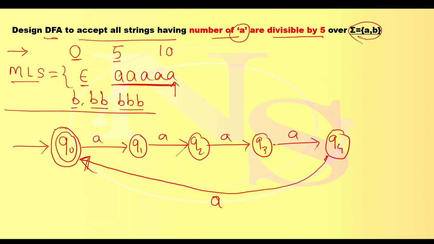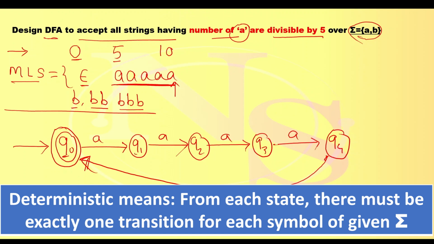Now this automata is on the number of a's divisible by 5. But we need to design a DFA. It should be deterministic. It means there must be a transition from each state for each symbol of sigma.